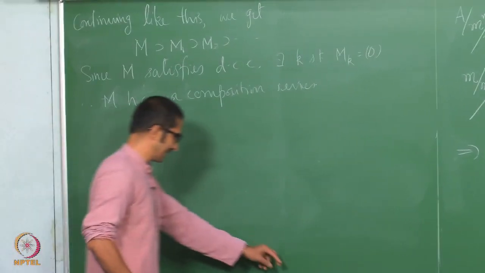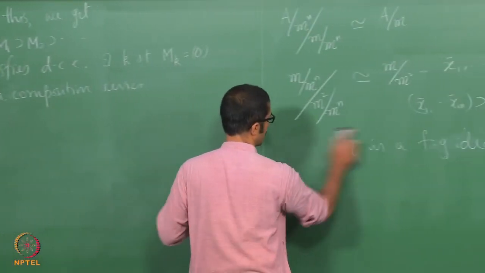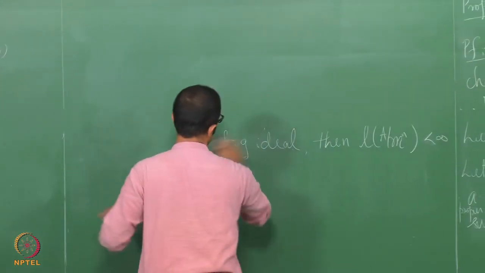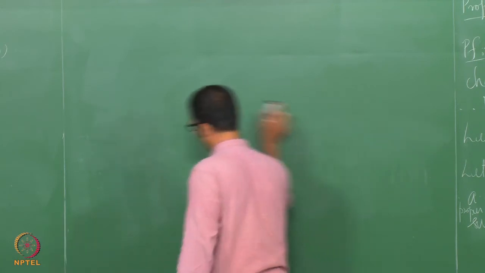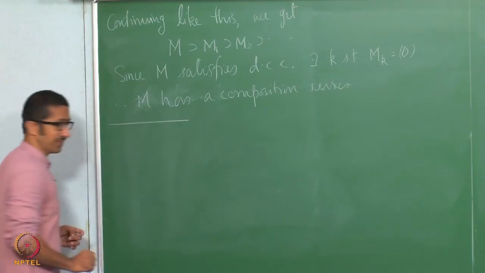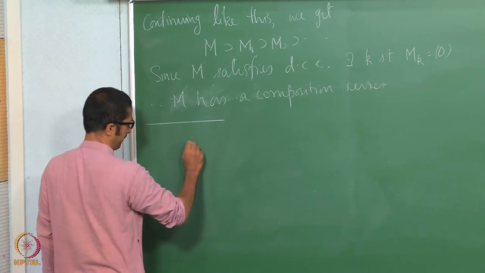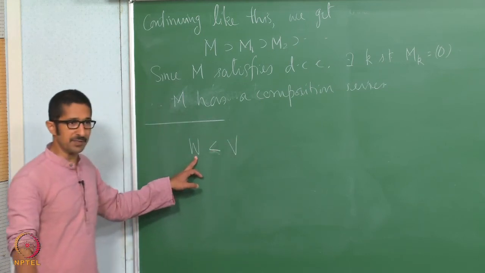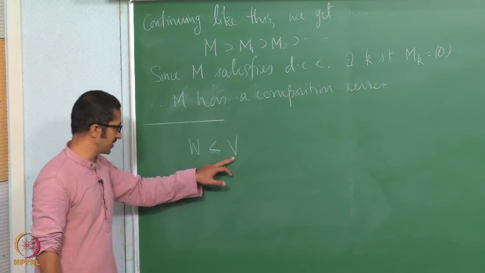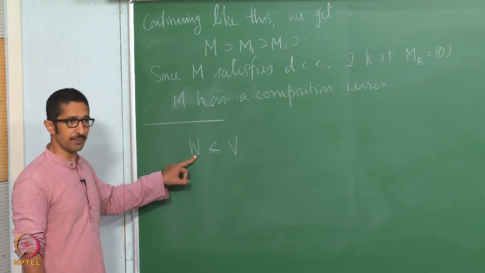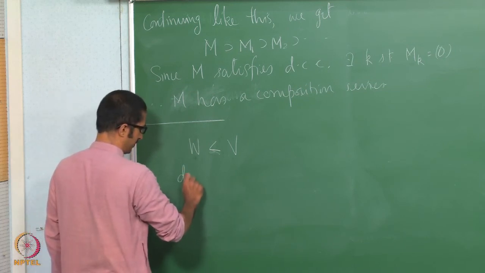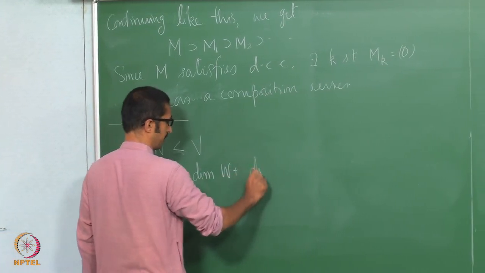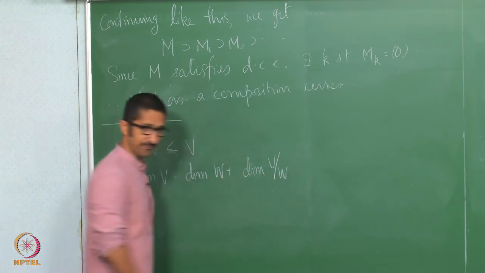So this length is pretty much similar to the dimension of a vector space. It's ring theoretically very close. If I have a subspace W of V, if it is a proper subspace, then the dimension of V is strictly bigger than the dimension of W. Moreover, by the rank nullity theorem, the dimension of V is equal to the dimension of W plus the dimension of V mod W.